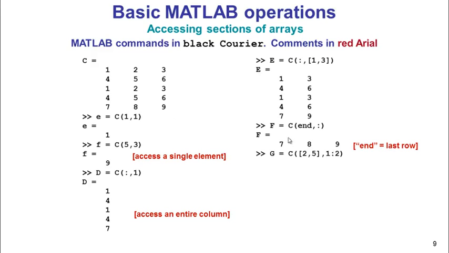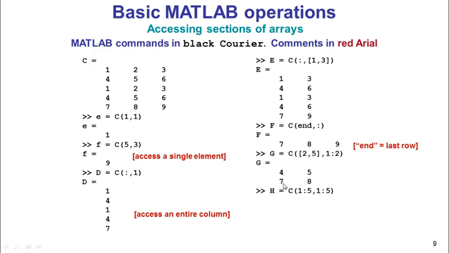Or we could say something like C([2,5],1:2). So that says take the second row and the fifth row, and then take the first column up to the second column. And this is what we get. 4, 7 is the first column, 5, 8 is the second column.